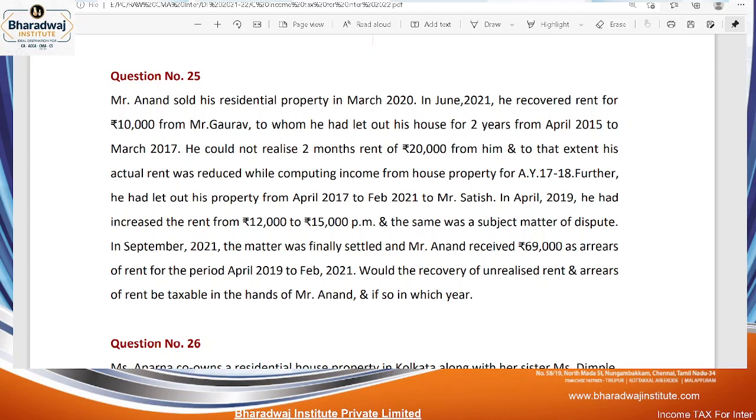Further, Mr. Satish, in April 20,000, increased the rent from 12,000 to 15,000. The same was the subject matter of dispute. Finally it was settled and he recovered 69,000 as arrears of rent.